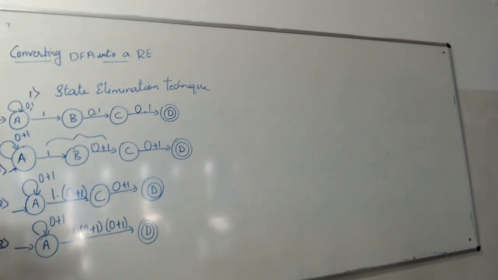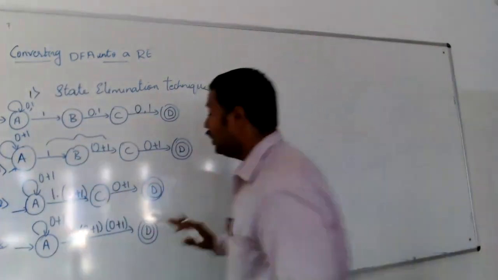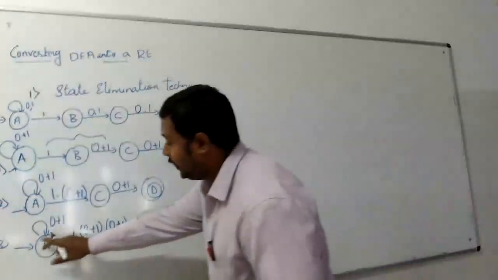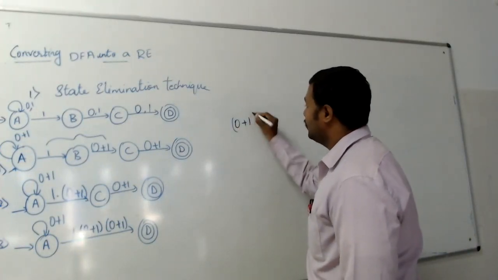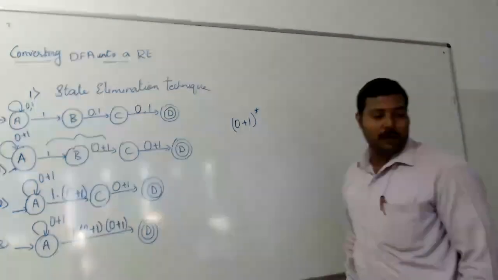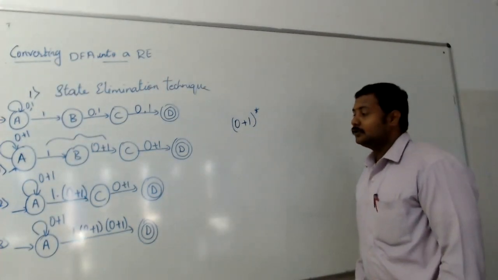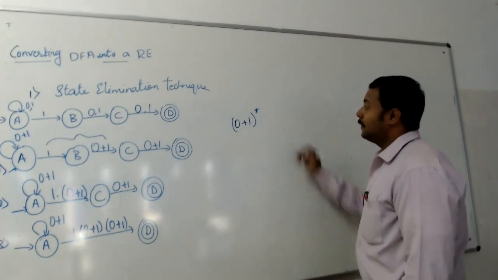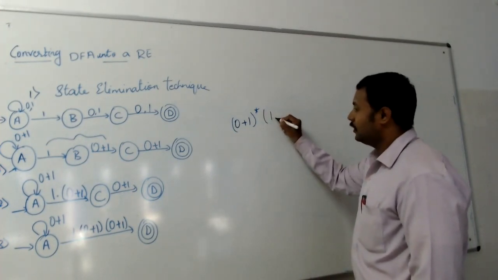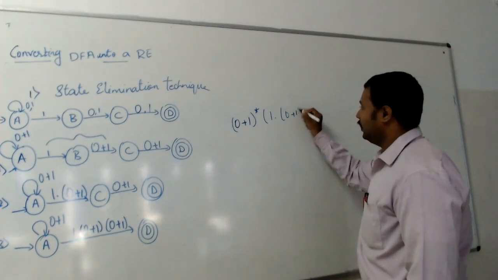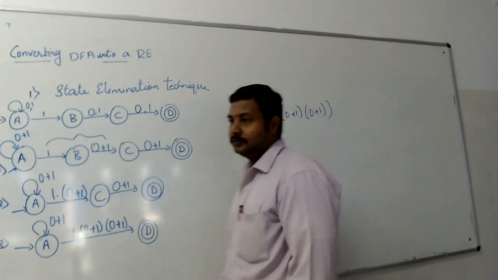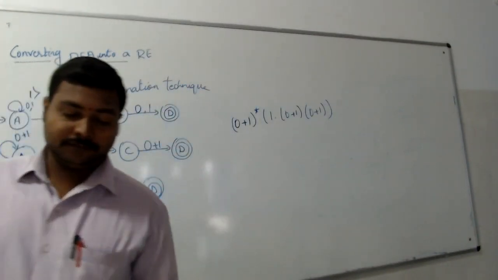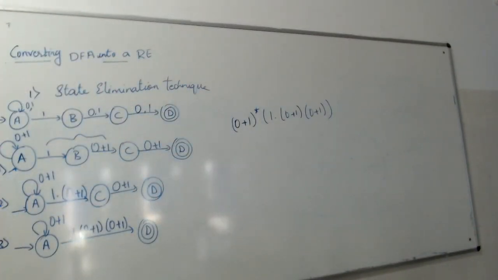So now I try to convert this particular DFA into a regular expression. See here, it has a loop. The loop is 0 or 1, the whole star. Clear? So (0 or 1) whole star, and 1 or 0 or 1 or 0 or 1. So try to simplify using your rules.